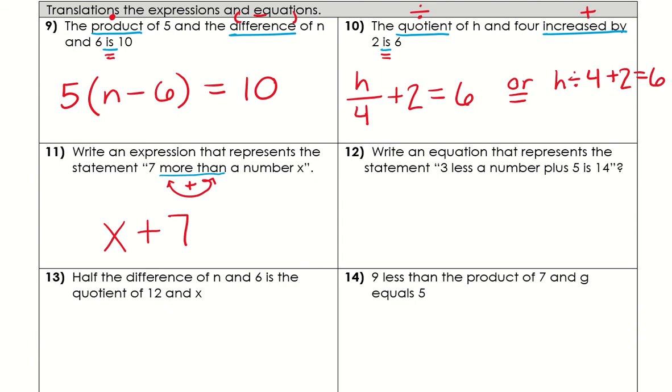Number 12, write an equation that represents the statement 3 less a number plus 5 is 14. Less means subtraction. It does not say less than, it only says less. Plus means addition. Is means equals, and this one's really friendly because we just get to write it down exactly as it says. So I have 3 minus a number plus 5 is 14.